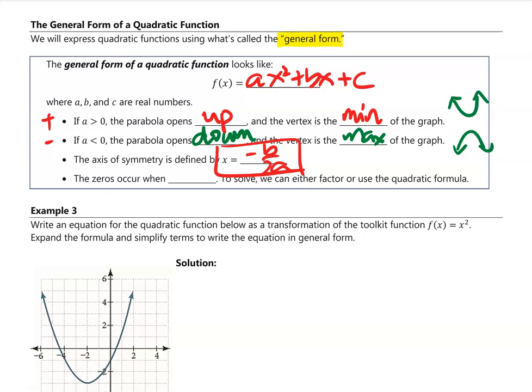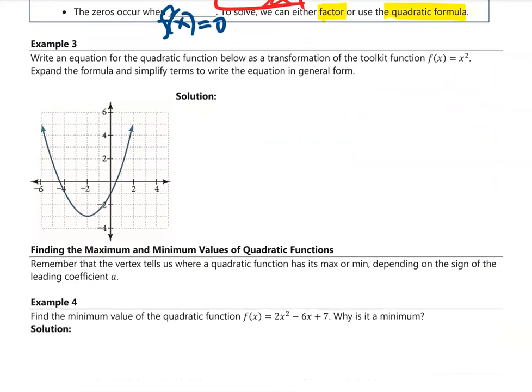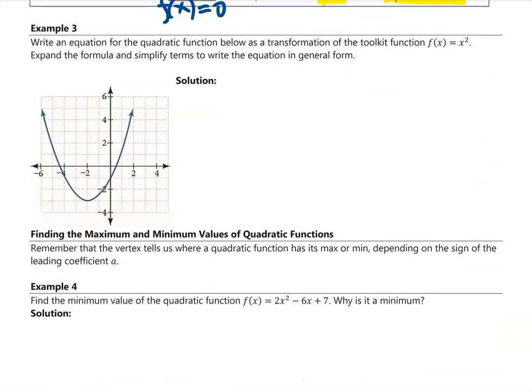And the zeros occur when f of x is equal to 0. To solve, we can either factor or use the quadratic formula. Do you remember the quadratic formula? Okay, let's try an example here.